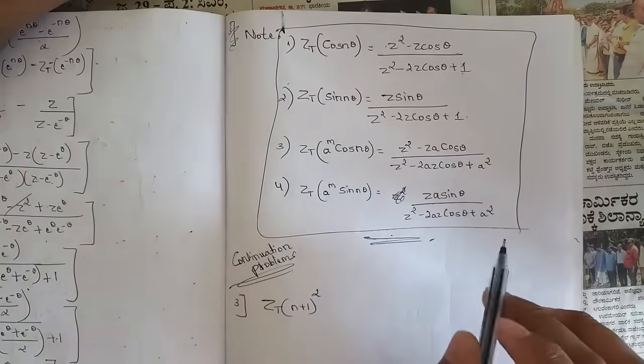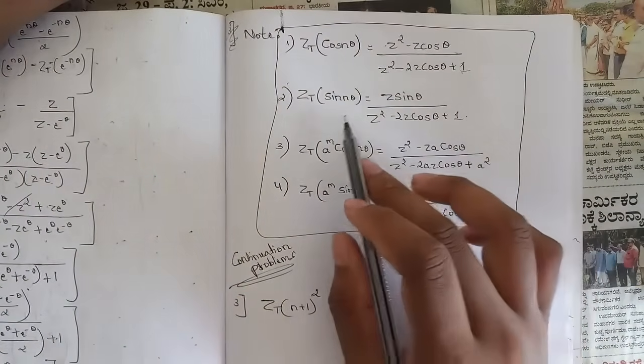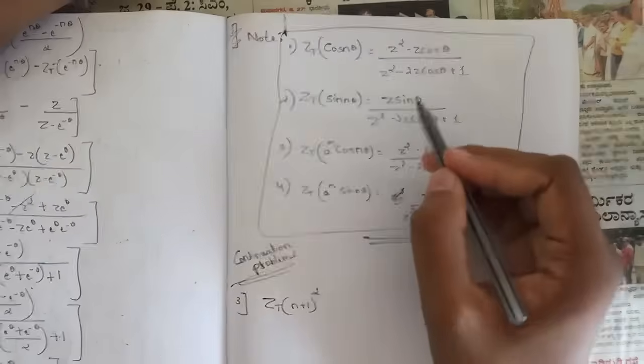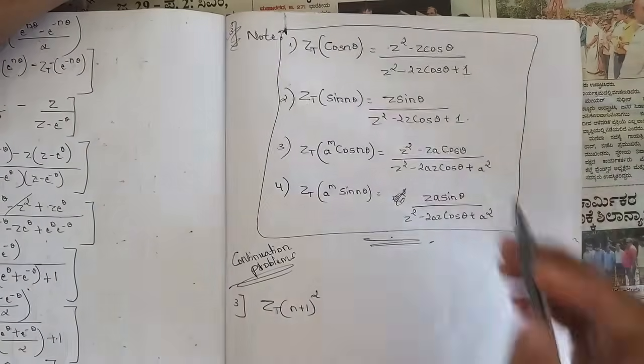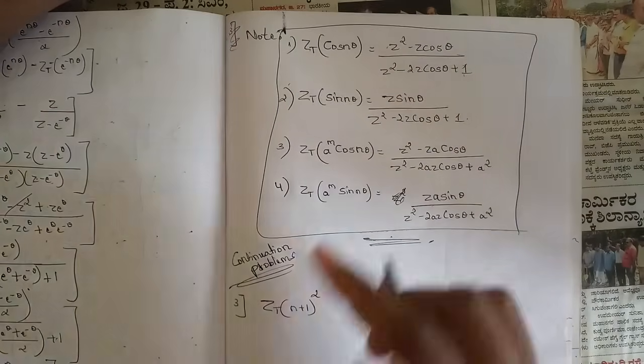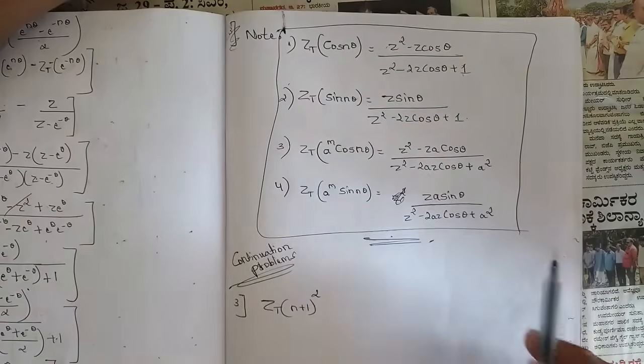Same goes with sin n theta. What was the Z transform of sinh n theta? The same thing. We should not write h. That's it. This is for cos and sin n theta.